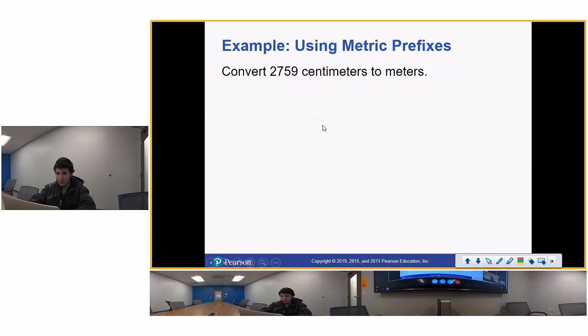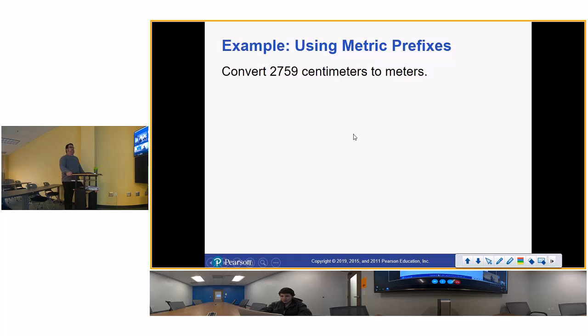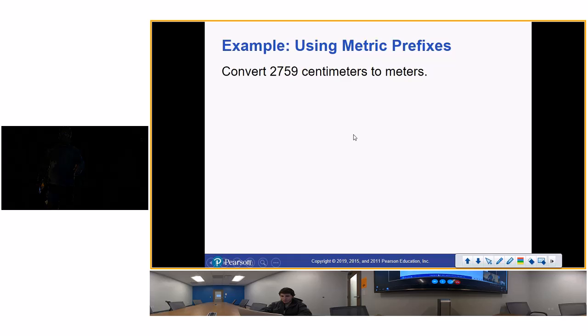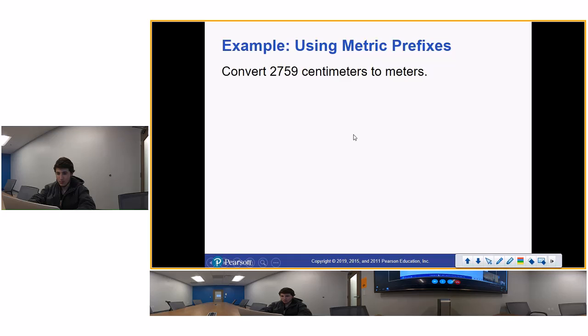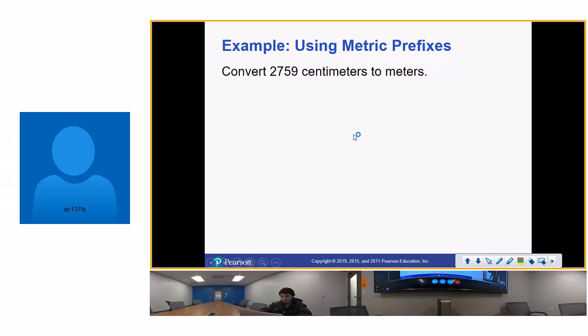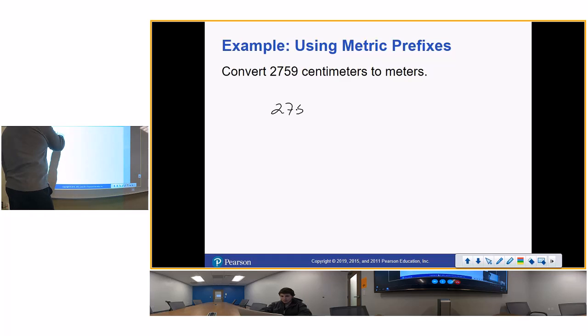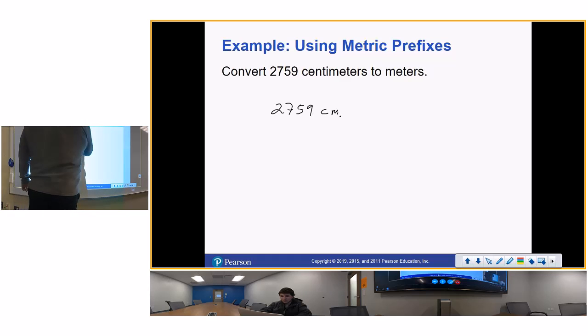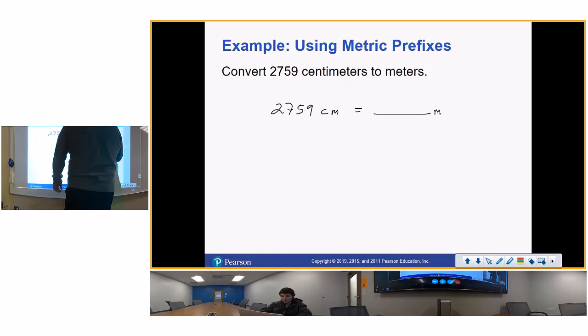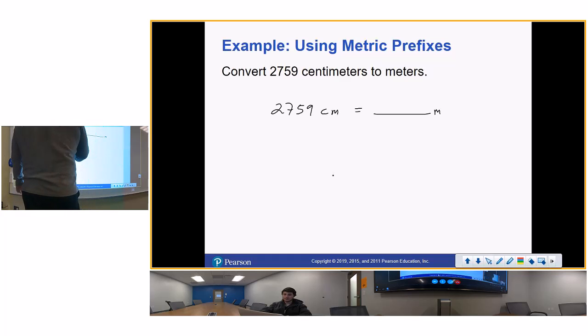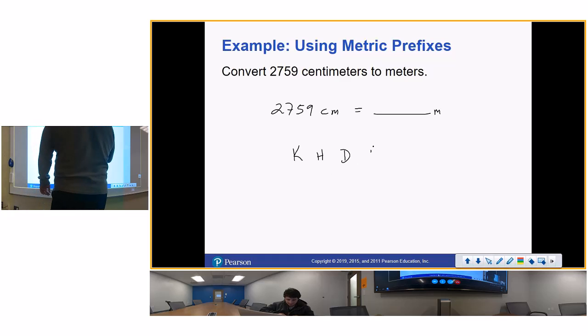All right, do that one. Convert 2,759 centimeters to meters. This is the way you'll see it on a test. They'll say 2,759 centimeters is equal to blank meters. King Henry died, meters, liters, grams, drinking chocolate milk.